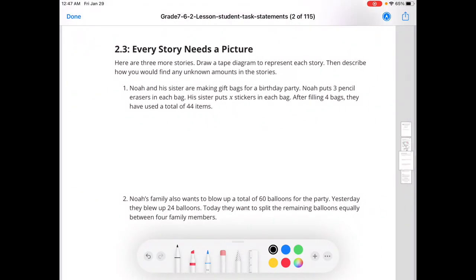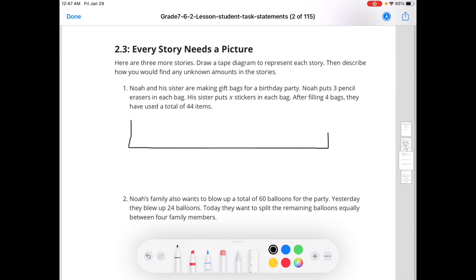2.3, every story needs a picture. So it's giving us some more stories, and we have to draw a tape diagram to represent that story. So on number 1, it says Noah and his sister are making gift bags for a birthday party. Noah puts 3 pencil erasers in each bag, and his sister puts X stickers in each bag. After filling 4 bags, they have used 44 items.